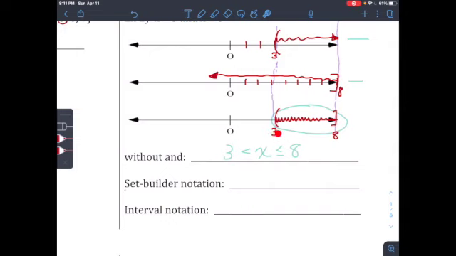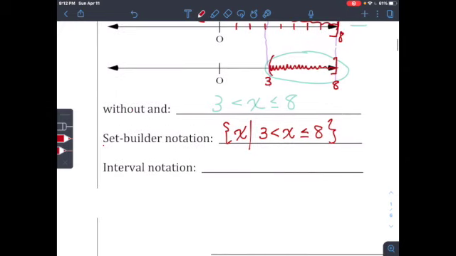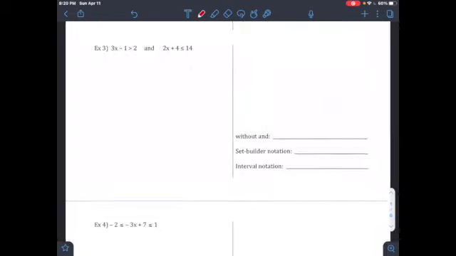Because there's no equal sign, this is a parenthesis, no equal sign. This is a bracket, that's an equal sign. So that's the first part of your answer. Writing it in set notation is the same exact thing. Since we are using x, it's {x | 3 < x ≤ 8}. You just write down whatever they have without the "and." The interval notation is just the numbers in between, between 3 and 8, in brackets. Example number 3 is the typical problem we are going to get.